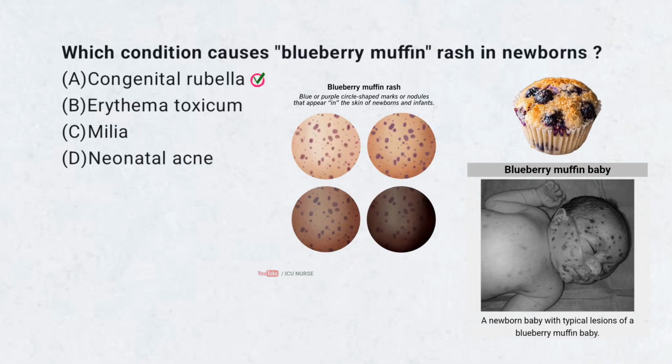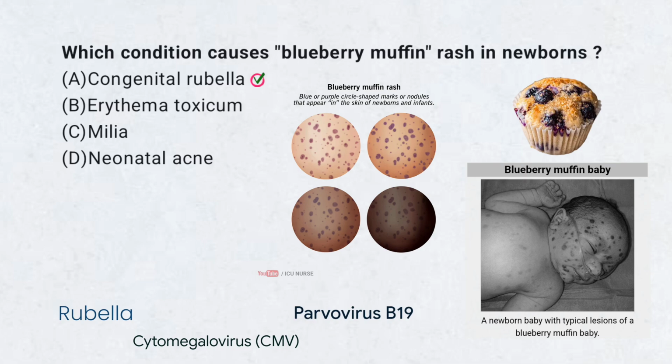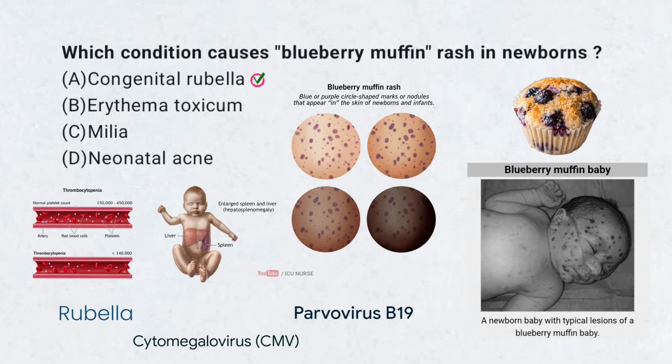The blueberry muffin rash represents dermal erythropoiesis from intrauterine infection. Rubella, CMV, or parvovirus B19 can cause this finding. Lesions are non-blanching blue-red papules. Associated features include hepatosplenomegaly and thrombocytopenia. Diagnosis requires viral PCR and serological testing.